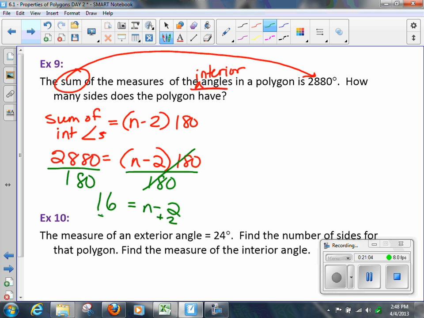What does n represent? Think. Read the problem. The number of sides. N represents the number of sides. That means that this figure has 18 sides. Do you guys agree with that? Does that make sense? Yes? Those of you who weren't here, do you kind of have a grasp on this? It's really not difficult material.